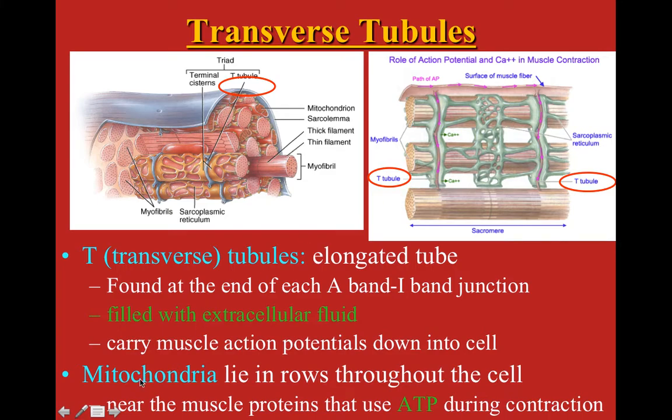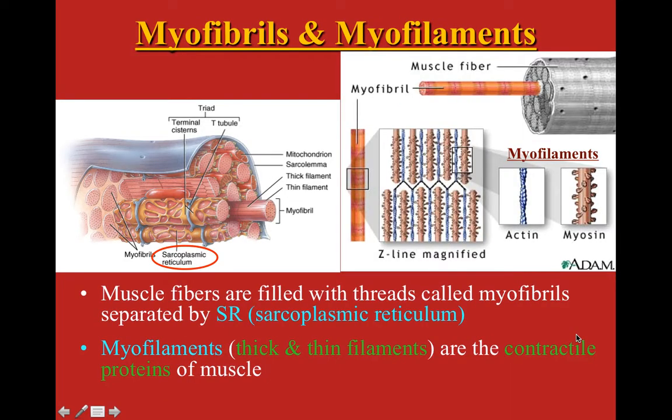All right, mitochondria, which remember, those are those energy-producing cell organelles, they lie in rows throughout the cell. They lie near the muscle proteins that use ATP during contraction. So those muscle proteins, which we learned in our vocabulary, were the actin and myosin. All right, so our mitochondria are going to lie next to those to provide them with enough energy that they need, those ATP molecules, as the contraction process begins and ends in the middle of it as well.